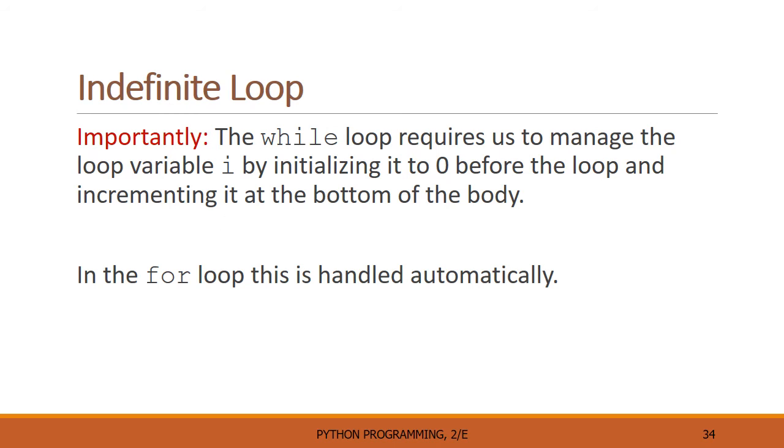Importantly, the while loop requires us to manage the loop variable i by initializing it to 0 before the loop and incrementing it at the bottom of the body. In the for loop, this is handled automatically.